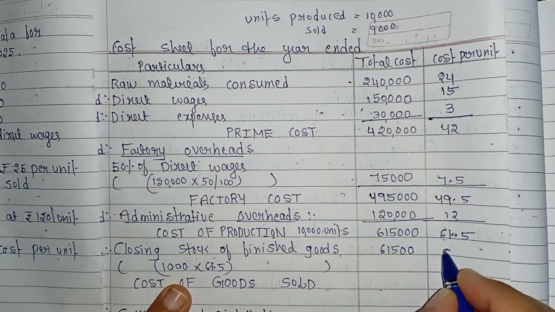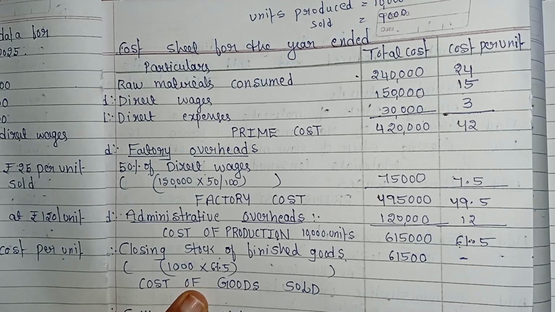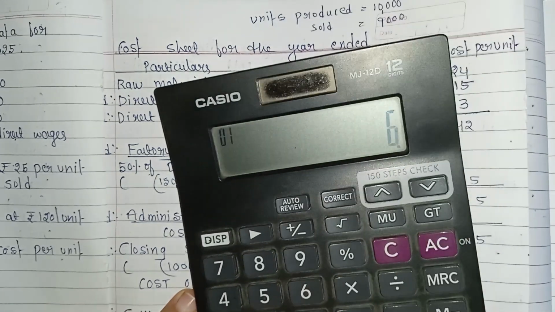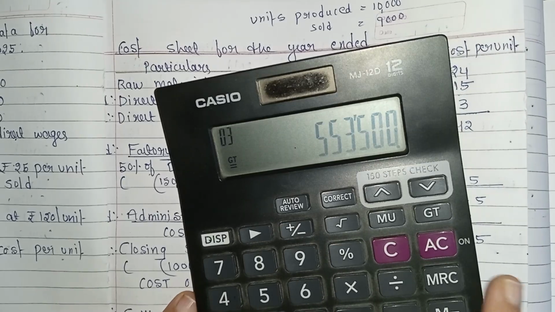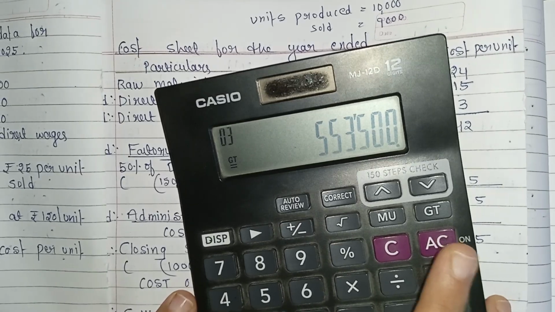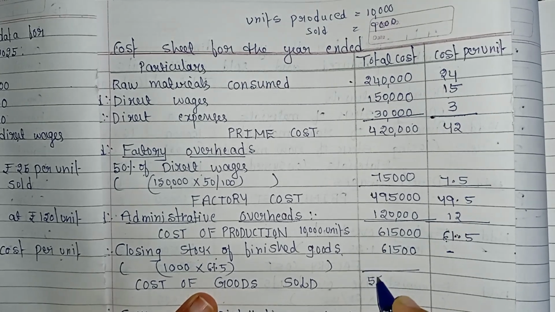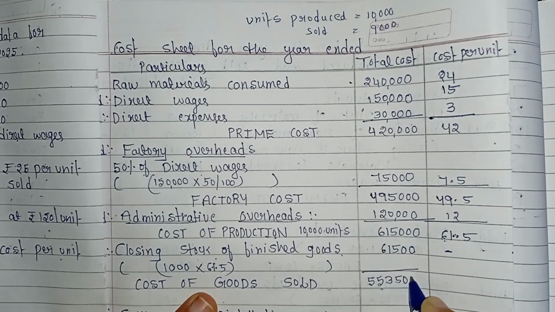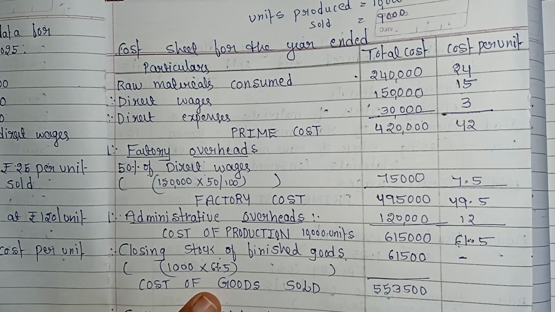61,500. That is our closing stock of finished goods. Here opening stock is nil. So what is our cost of goods sold? 6,15,000 minus 61,500 equals 5,53,500. 5,53,500 is our cost of goods sold.